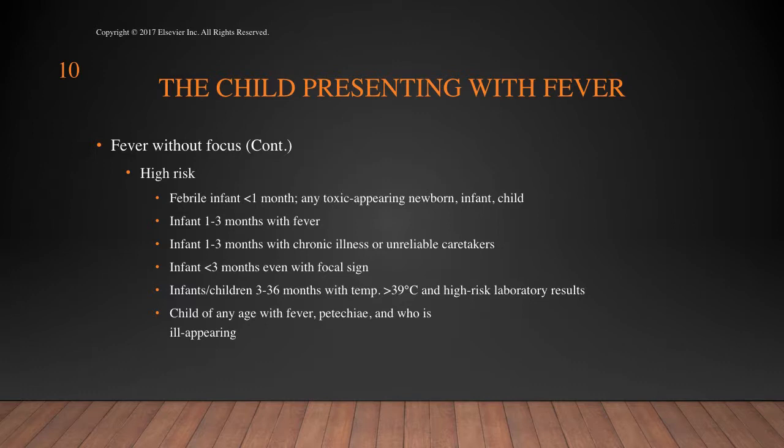So a high-risk infant who presents with fever without a focus is going to be an infant less than 1 month old. So any infant less than 1 month old with a fever is a high-risk patient. In addition, any toxic appearing newborn infant or child is high risk. If a child is toxic appearing, they are high risk. An infant of 1 to 3 months with a fever is considered high risk. An infant of 1 to 3 months with a chronic illness or unreliable caretakers is considered high risk. An infant less than 3 months, even with a focal sign, is considered high risk.